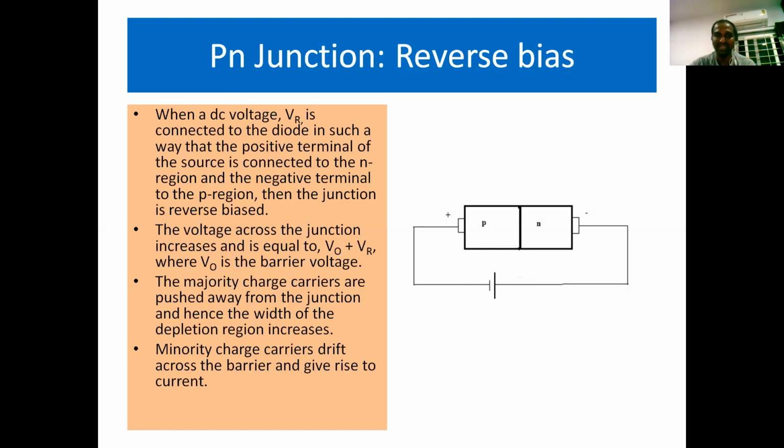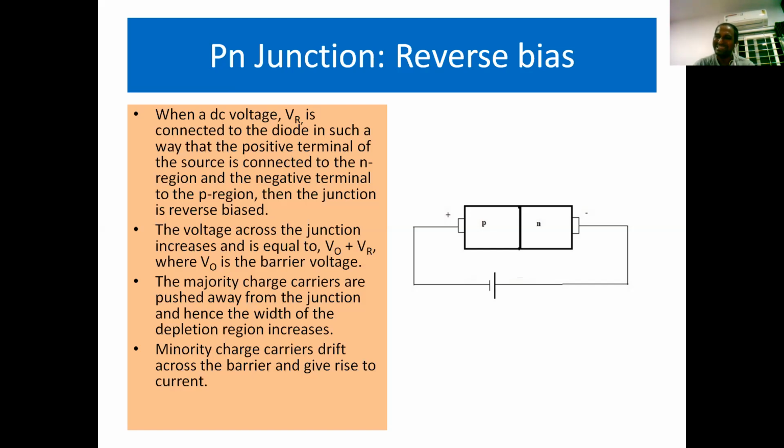The voltage across the junction increases and it equals V0 plus VR, where V0 is the already known barrier voltage. The majority charge carriers are pushed away from the junction and hence the width of the depletion region increases, and we will notice a small amount of current. The minority charge carriers carry a small drift current. So this is the way of operation in reverse bias.